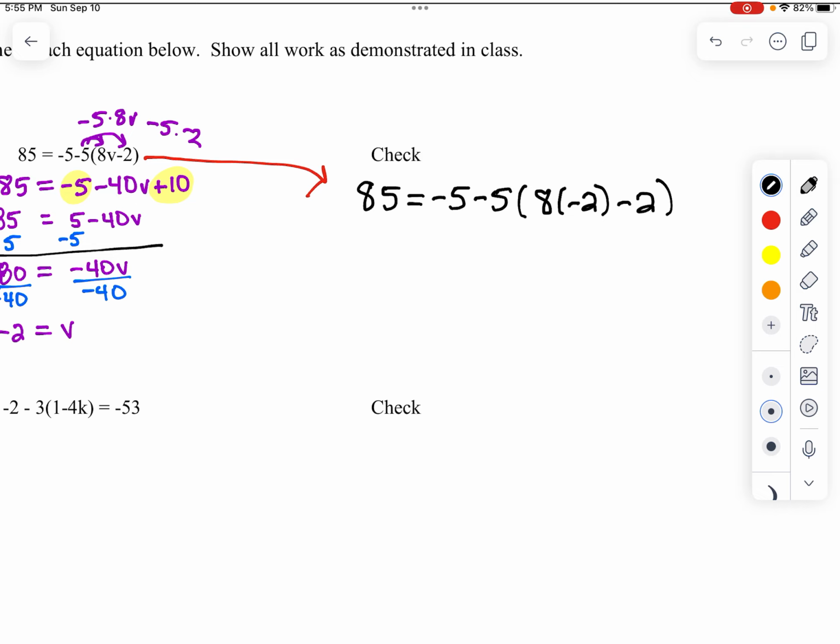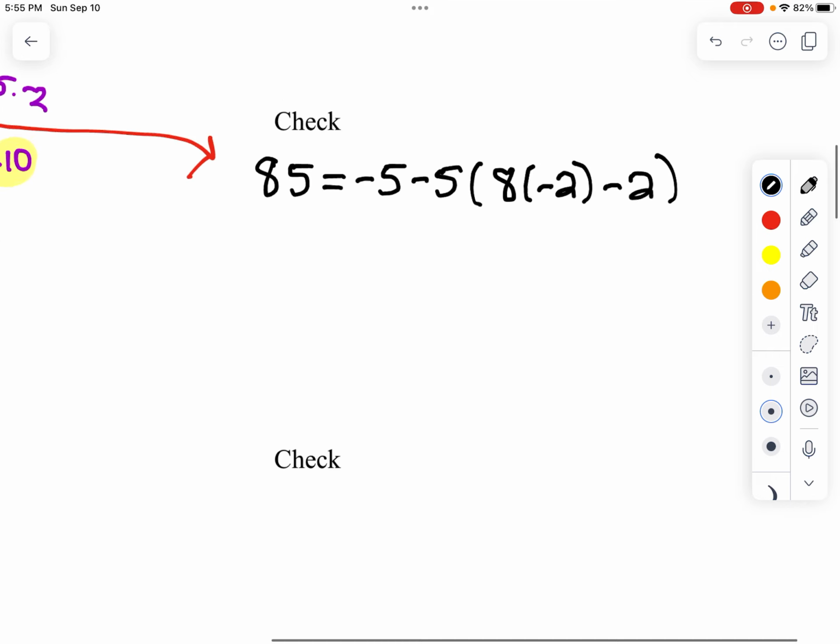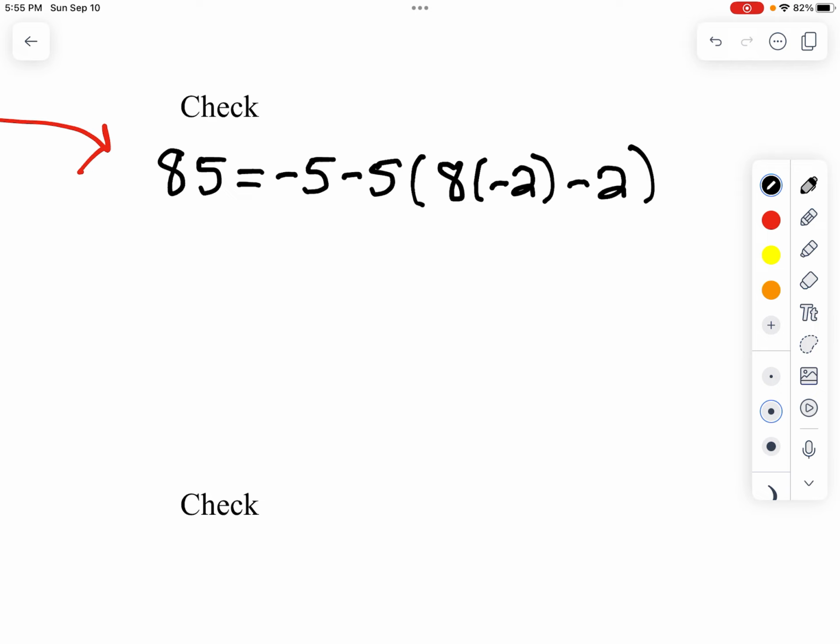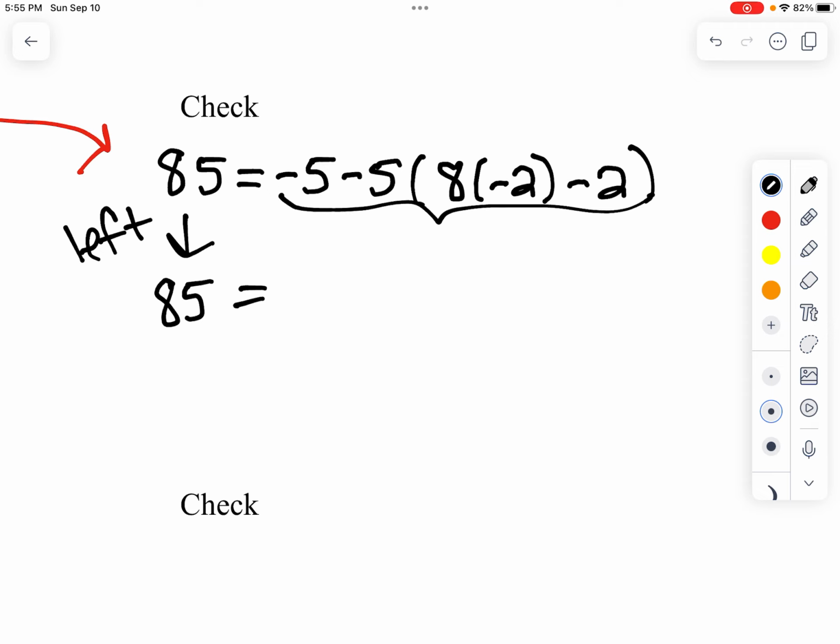So again, you can see all I'm doing is taking the original. And instead of 8 times v, I'm writing 8 times -2 because that's what I believe the solution to be. Once you've done this, you're going to evaluate the left side and the right side independently. The left side, again, not much going on. It's just 85. So I'm just going to drop it down. But the right side, I need to evaluate that.